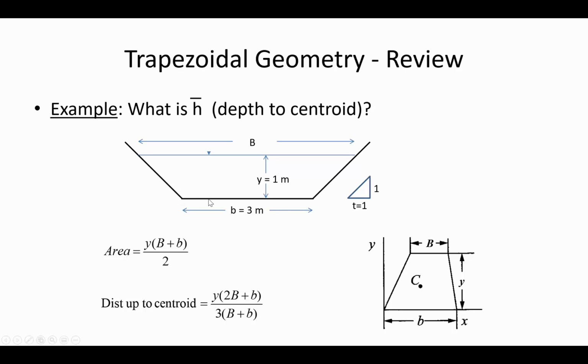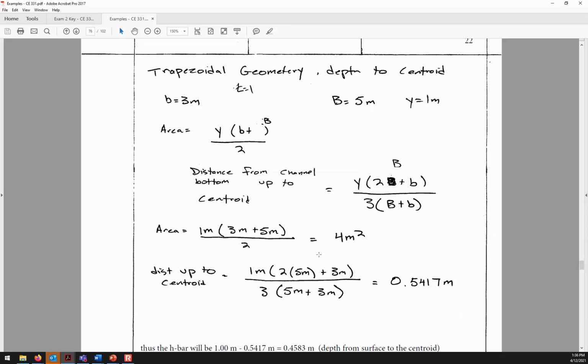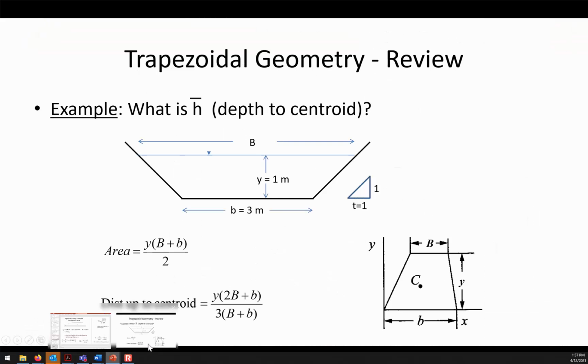So if this has a bottom width of 3 meters and a depth of 1 and side slopes that are 1-to-1, then that means across the top it's 5 meters. Across the bottom it's 3, so capital B, which goes into this formula, is 5, and lowercase b is 3. So now back to this one. Distance up to the centroid from the bottom is 0.54, and think about, does that make sense for a trapezoid?